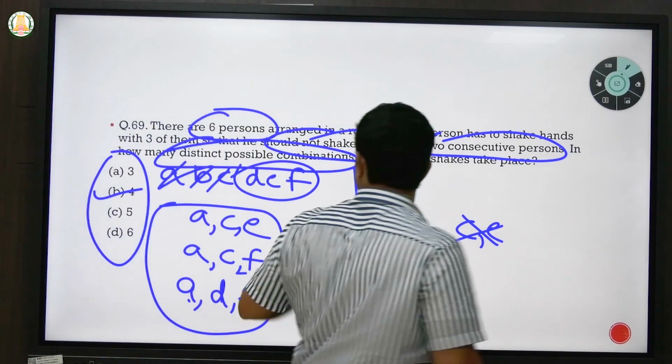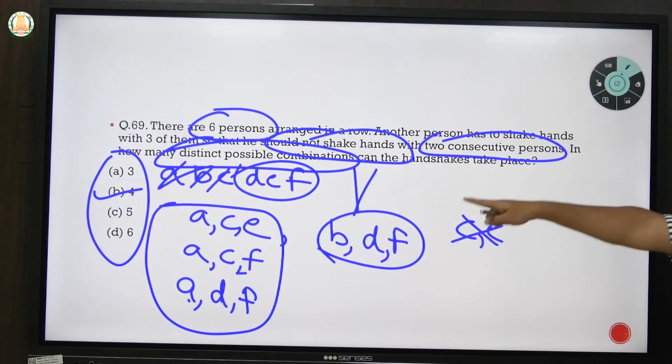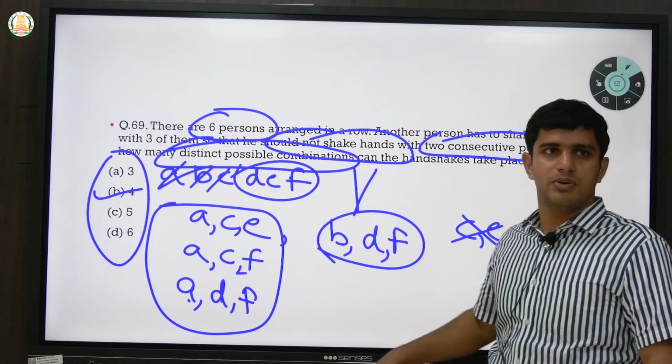And you can do it by calculation, because if you see the options, everything is in single digit. That means it is possible by counting numbers.